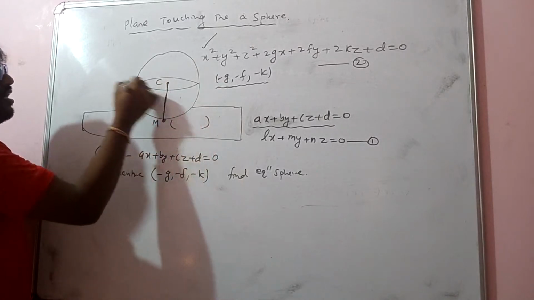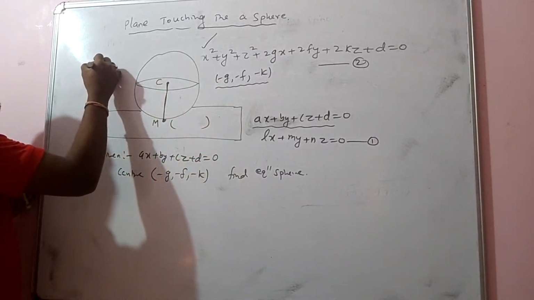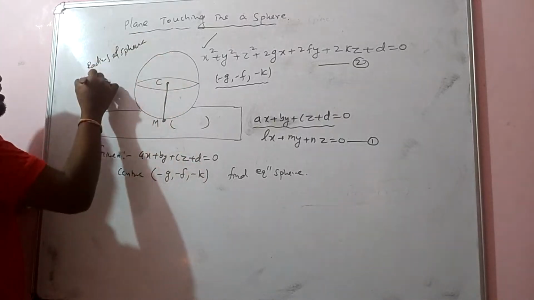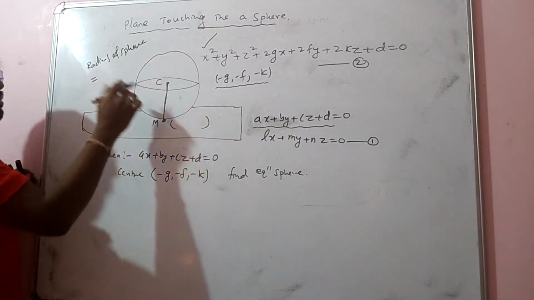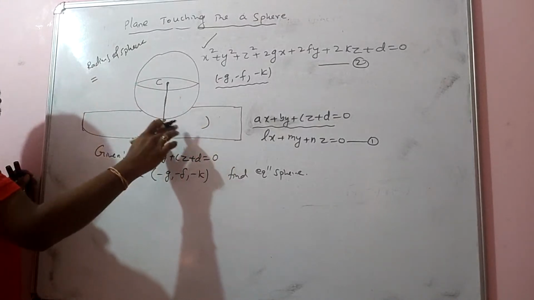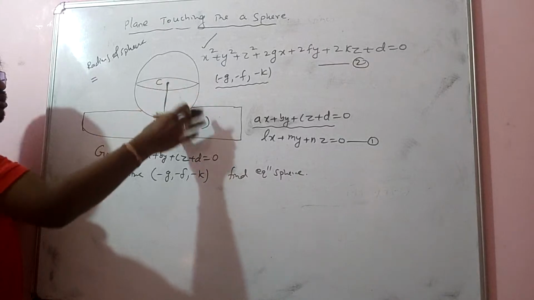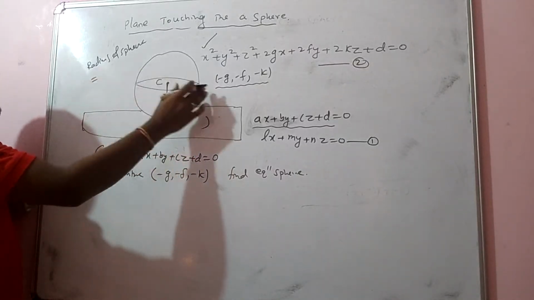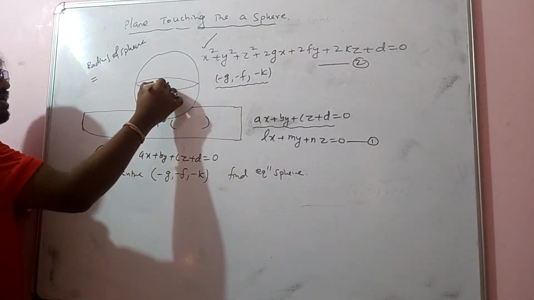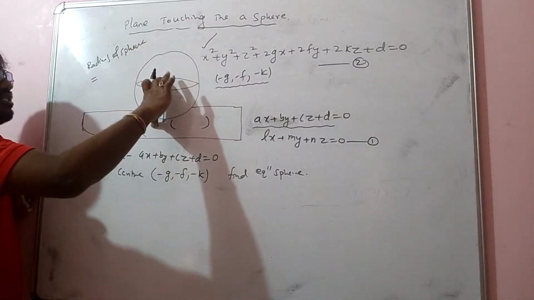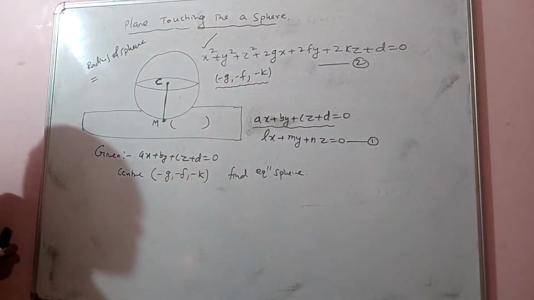The radius of the sphere will be equal to the perpendicular distance from the point to the plane. That means the perpendicular distance from the center C to the plane and the radius are both equal. Using this concept, we will find the equation of the sphere.